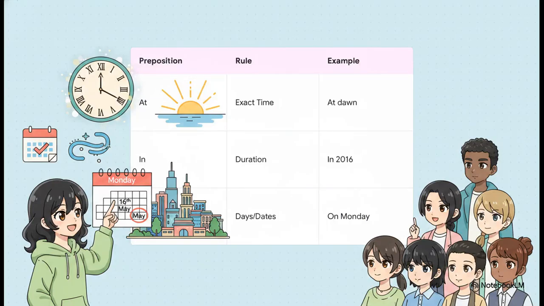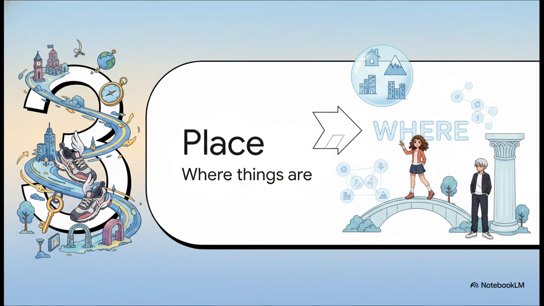Now, let's break down the classic trio. At, in, and on. Think of this as your personal cheat sheet. At लगता है exact time के लिए, like at dawn or at 12 noon. In use होता है लंबे durations, months or years के लिए. So you'd say in the morning or in 2016. Or on? Well, on लगता है specifically days or dates पर. On Monday, on the 16th of May. Pretty straightforward, right? All right, that brings us to section 3, prepositions of place.